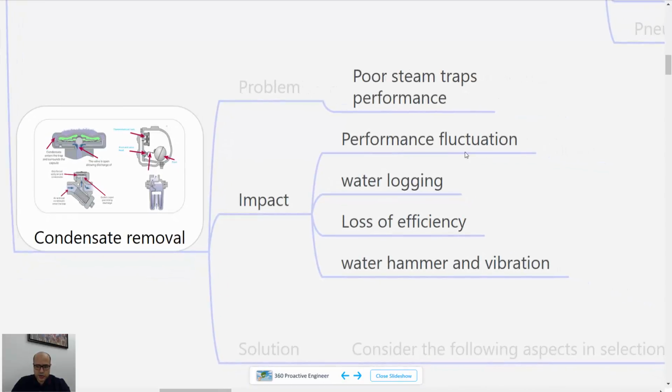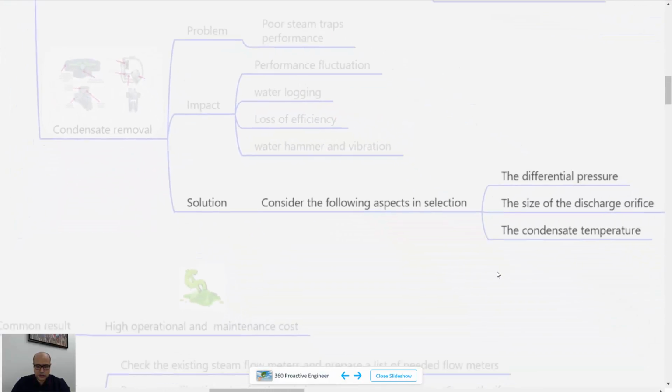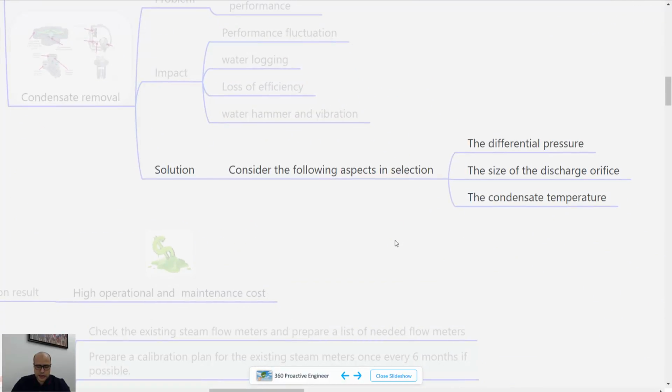But generally here we can say that if we have a poor steam trap performance, this will have an impact on the performance: fluctuation, water logging, because the trap will not be properly removing the water from the system, loss of efficiency, definitely water hammer because of the accumulation, and the water hammer will cause vibration, and this could make damage for the lines supports.